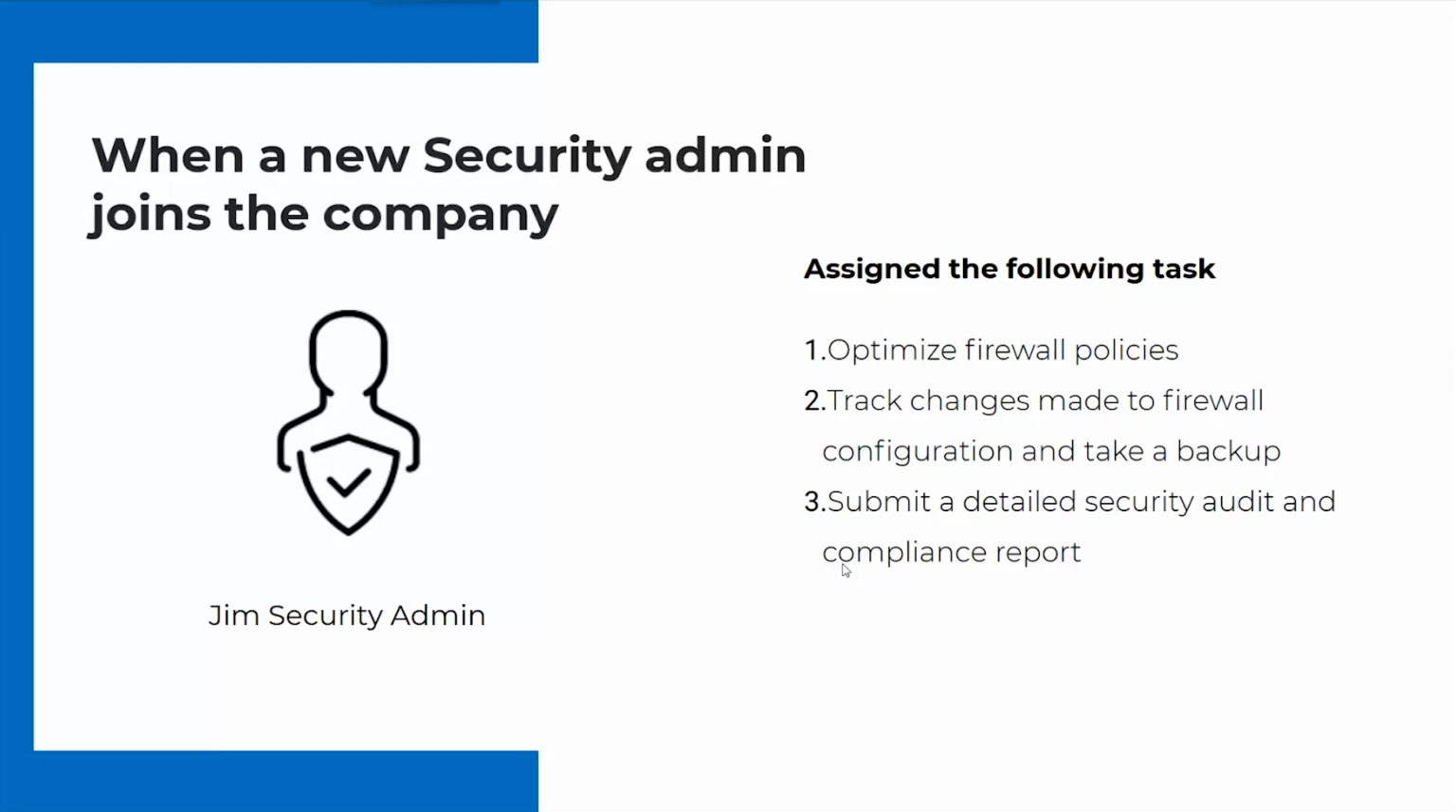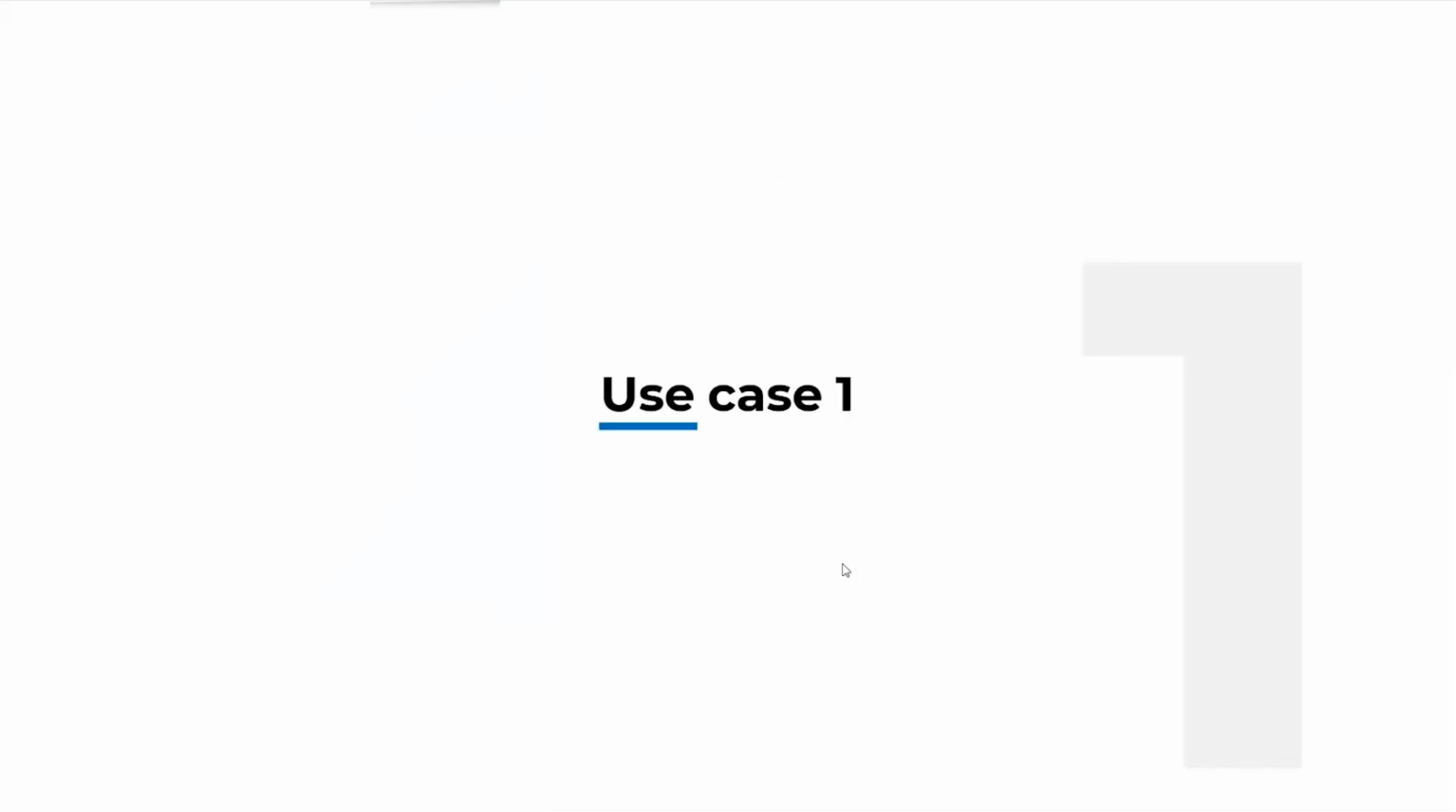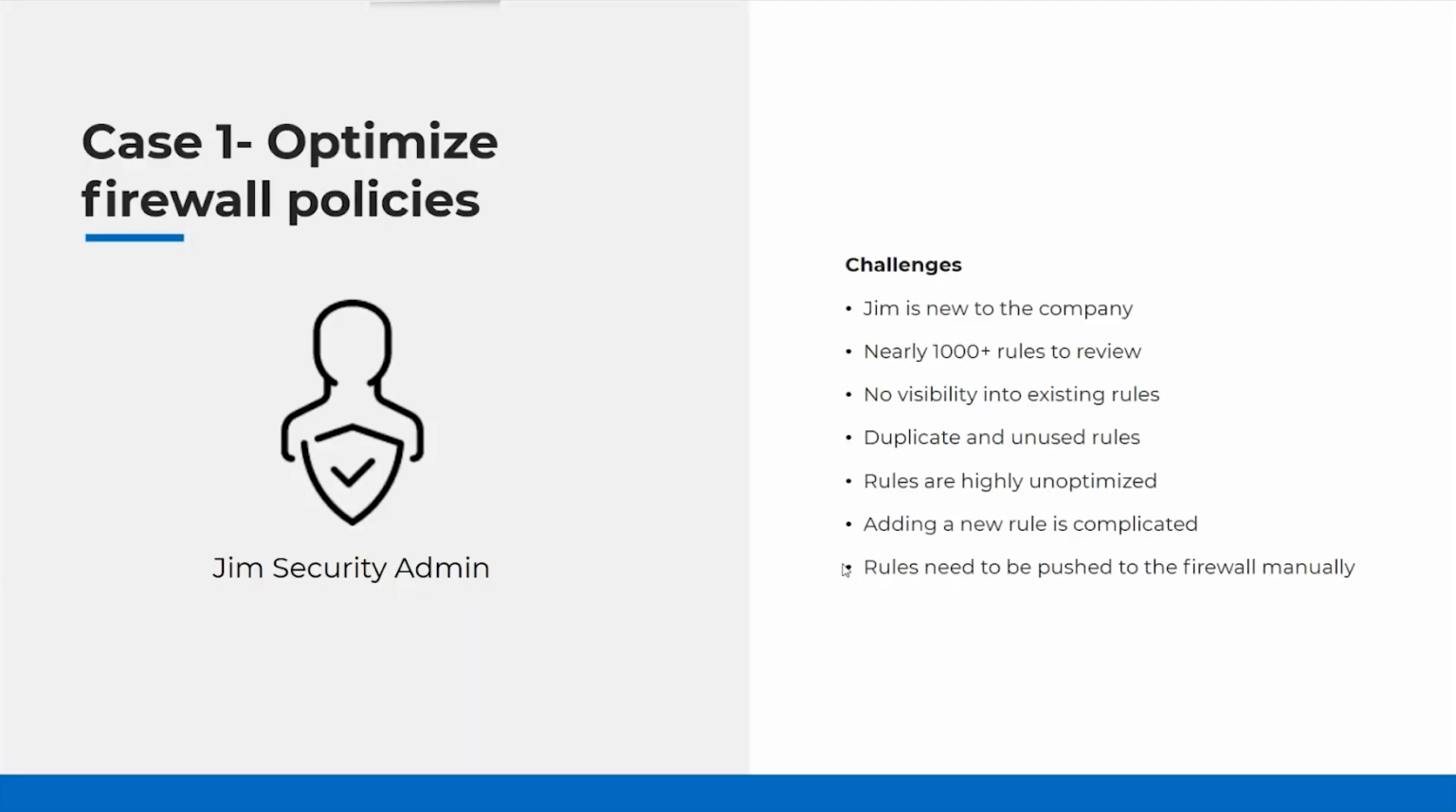So this is our first use case. Let's see the challenges that Jim faces in achieving each of these use cases. The first task for Jim is to optimize the policies. To do this, Jim has these challenges. First, Jim is new to the company and the company is old, meaning that there are at least like 1,000 rules for him to review, and he has to review each rule manually due to lack of visibility.